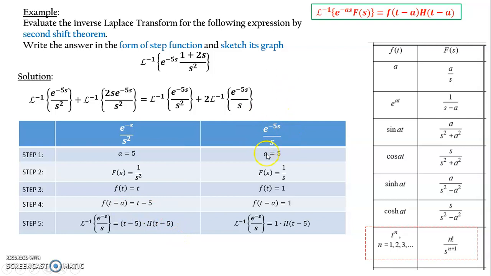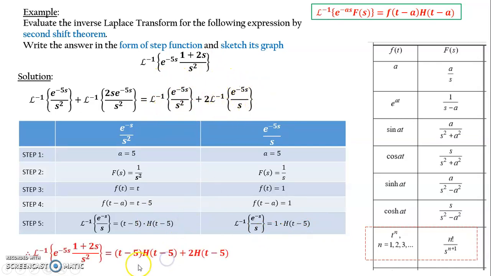In this case, a is equal to 5 and F(s) is equal to 1 over s. Referring to this table, if F(s) is equal to 1 over s, then f(t) is equal to 1, and f(t minus a) is equal to 1. So I can just use this formula: f(t minus a) is 1 times h(t minus 5). This is the answer of the inverse Laplace transform of this function.